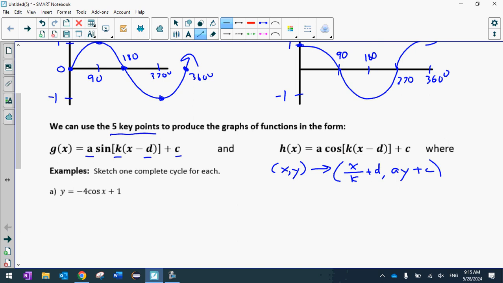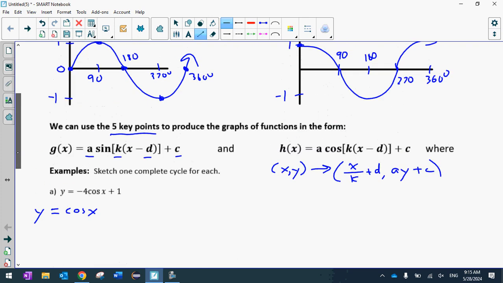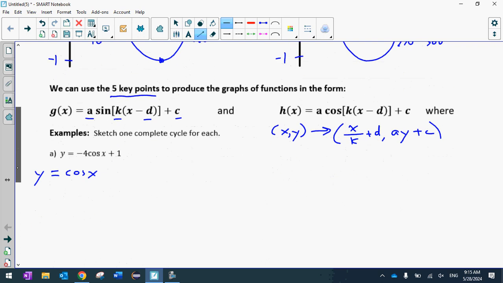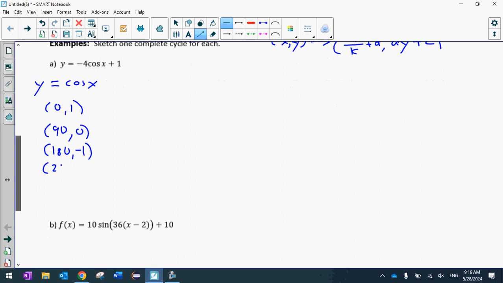So if I look at y equals -4 cos x plus 1, a nice, fairly easy one to get started. So our base function is obviously going to be cosine. And I can look at the key points on cosine. I've got the graph right in front of me here, so I can just list those points. 0, 1. The next one's 90, 0. 180, -1. 270 back to 0. 360 back to 1.